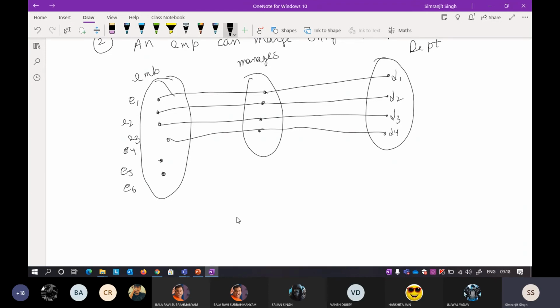From here you have to find out cardinality, participation, and degree. Tell me everything in the chat box. If you have any doubt, let me know and just reply in the chat box. What is the cardinality from the employee? What is the cardinality from department? What is the participation from employee? What is the participation from department? What is the degree of the relationship? Okay, tell me now.